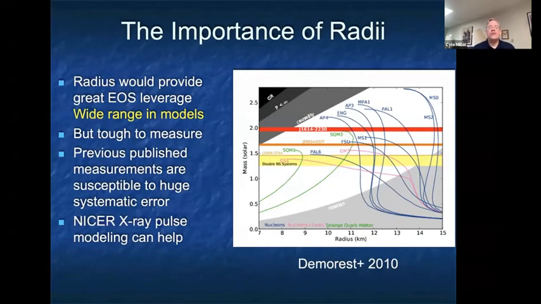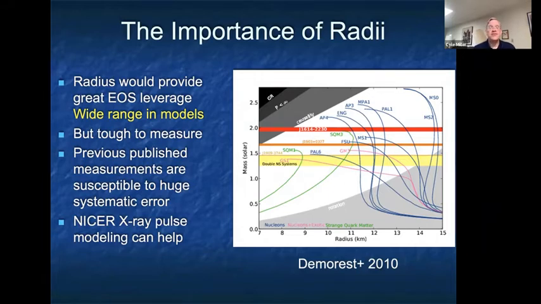Going back now to radii and why radii are important. We see here on the right a figure from the Demarest et al. paper that also made an appearance in Thankful's presentation. This, as she said, was the first time that we had strong evidence for a neutron star around 2 solar masses. And as we know, if you have an equation of state and you want it to be viable, it has to be able to reach at least the highest precisely measured mass in the pulsar sample.